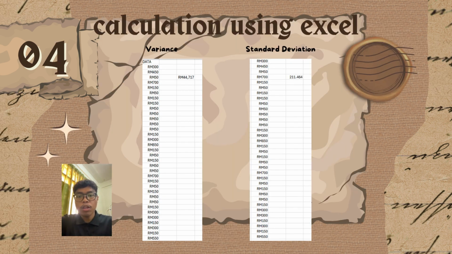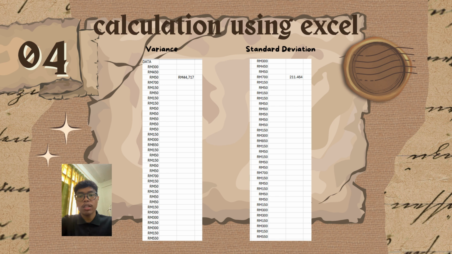Now moving on to the next part, which is also done using Excel. We have variance and standard deviation. For variance, I use the formula =VAR.S in Excel. This shows how spread out the numbers are from the mean. So here the variance is RM44,717, which shows there's quite a bit of variation in the data.